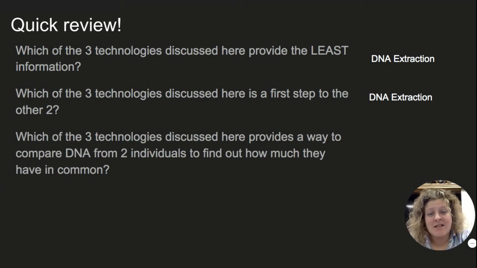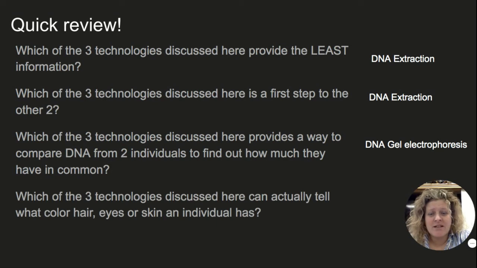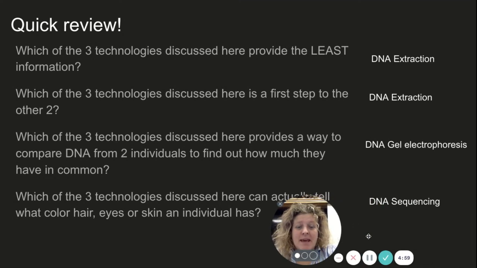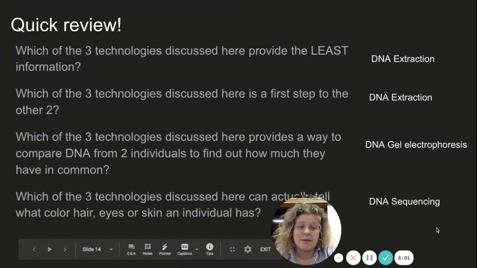Which of the three technologies discussed here provides a way to just compare DNA from two individuals to find out how much DNA they have in common? That would be DNA gel electrophoresis. And which of the three technologies discussed here can actually tell you what color hair, eyes, or skin an individual has? That would be a full DNA sequence. The most complicated and least often used, but the one that provides the most information.